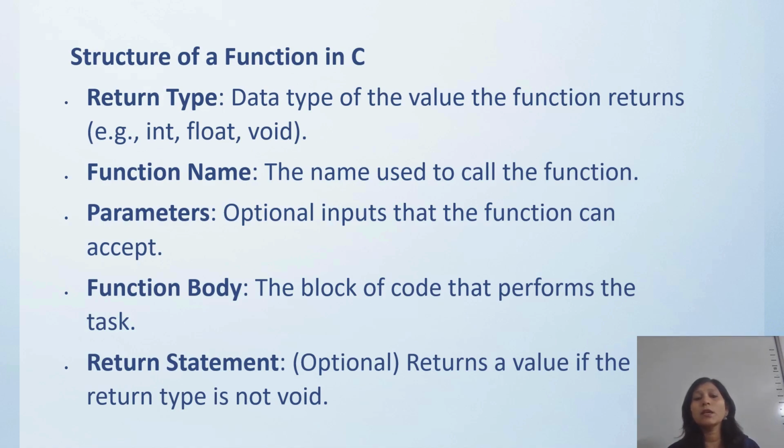The next one is the return statement. The return statement is also an optional part of the function. When a function wants to return some value, the function's return type is mentioned as some data type. It can be int, float, etc. And when a function does not return anything, it is treated as void. Next.